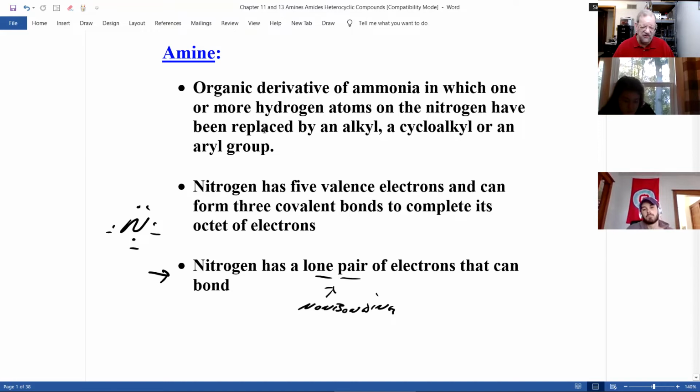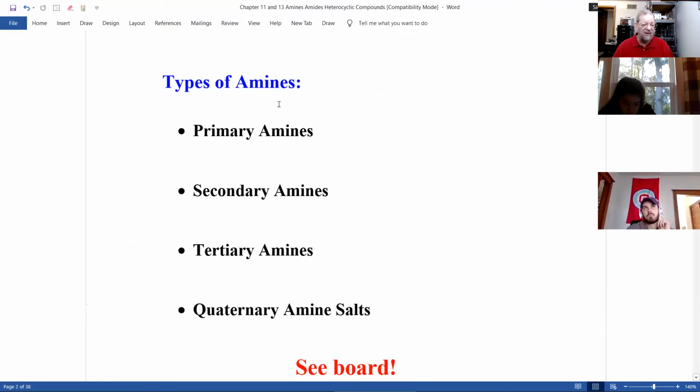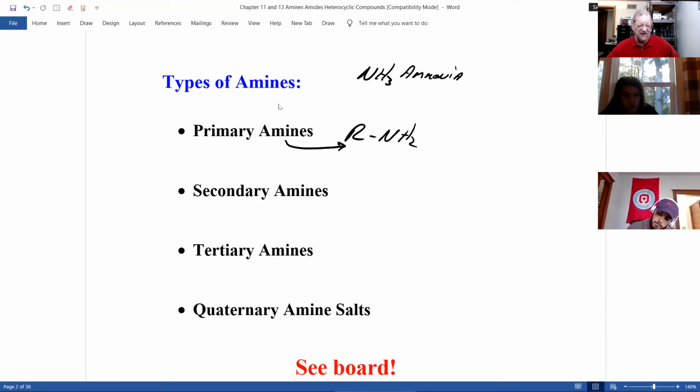So those are amines. Now, there are different types of amines, and I'm going to turn the switch off for this slide, but I will use this terminology, so you should know what I'm talking about. Now, here's ammonia. If I replace one hydrogen with an R group, I have a primary amine. Dr. White loves primary amines. They've been good to me. I've been good to them.